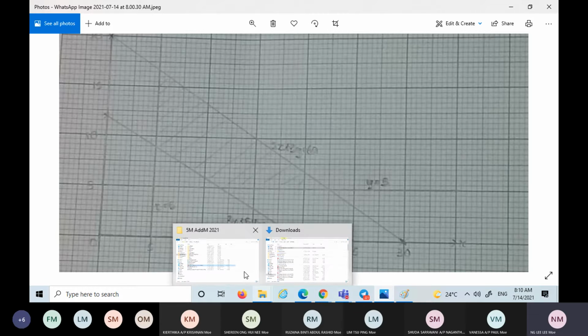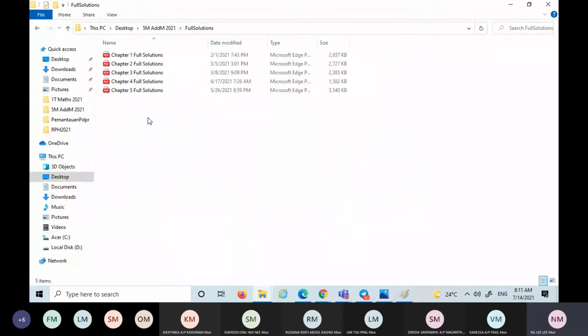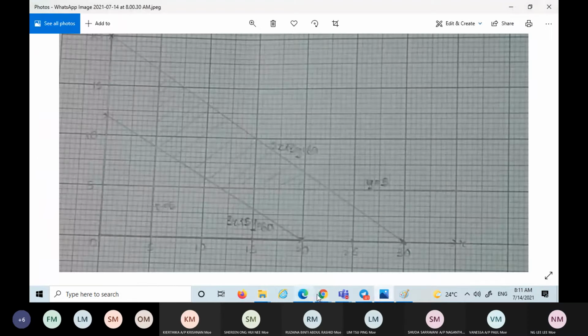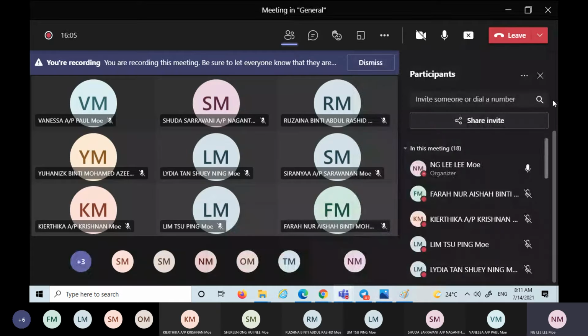If you want, I don't know whether I have the full solutions or not. This one is chapter 7, I didn't download. Anyone have checked the answer? Already done and checked the answer? You're quiet. Su Ping, did you do it? Not yet, because my tuition teacher didn't teach, so I'll wait for a while. Okay, you want to wait for your tuition teacher. Vanessa, you say?